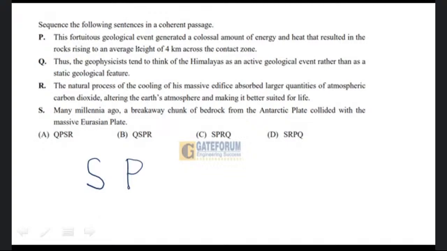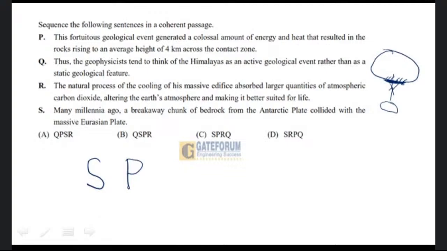This fortunate geological event generated a colossal amount of energy and heat that resulted in the rocks rising to an average height of 4 kilometers across the contact zone. Suppose this was the Eurasian and this was the Antarctic one. Suppose they collided, they met. So across this zone, the height went up, the rocks rose up.